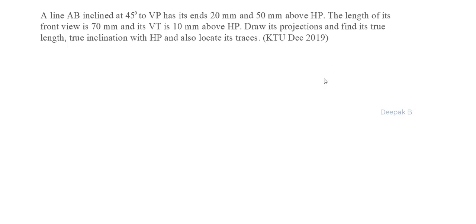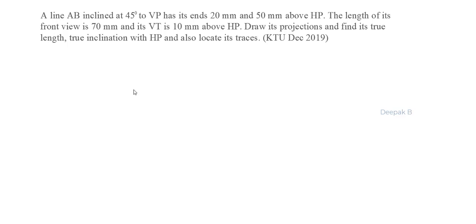Welcome learners. So for this video, let's try to solve a question from KTU's 2019 December question paper for the first semester students in engineering graphics. So the question is, a line AB inclined at 45 degree to VP has its end 20 millimeter and 50 millimeter above HP. The length of its front view is 70 millimeter and its VT is 10 millimeter above HP. Draw its projections and find its true length, true inclination with HP, and also locate its traces.